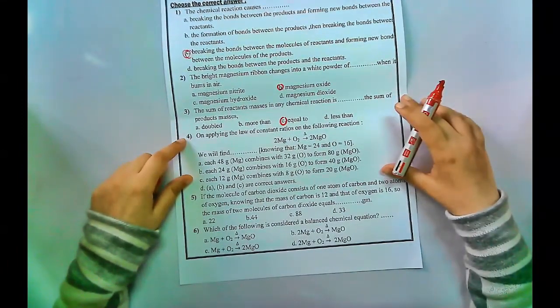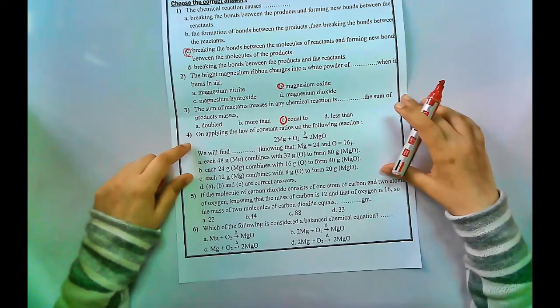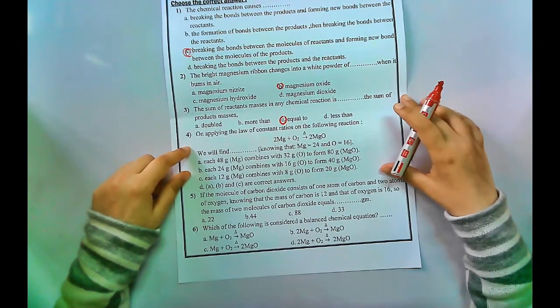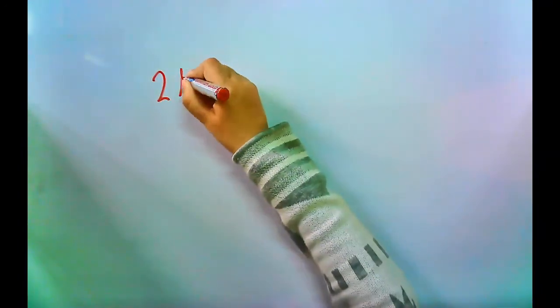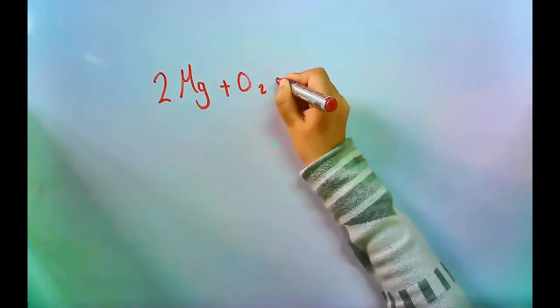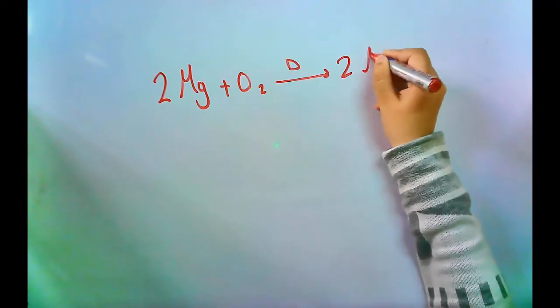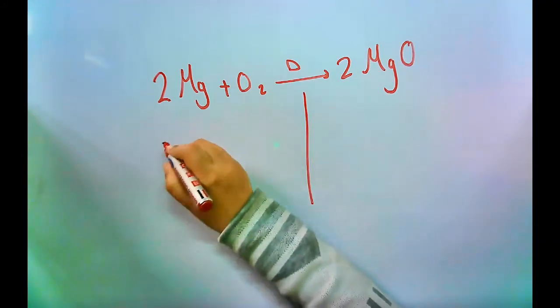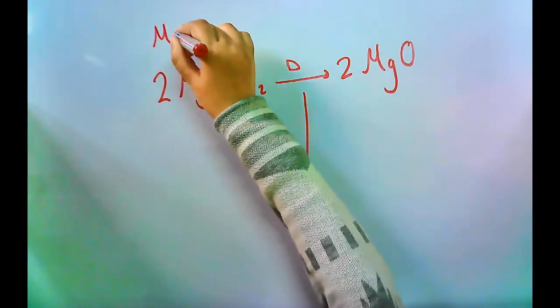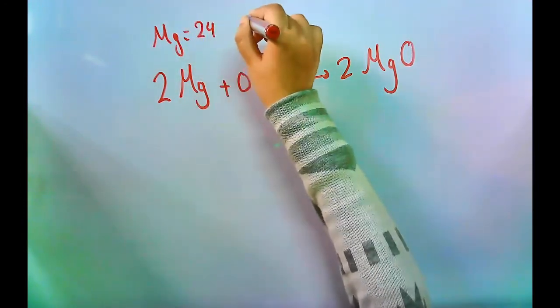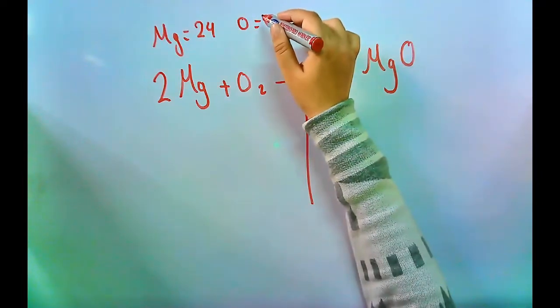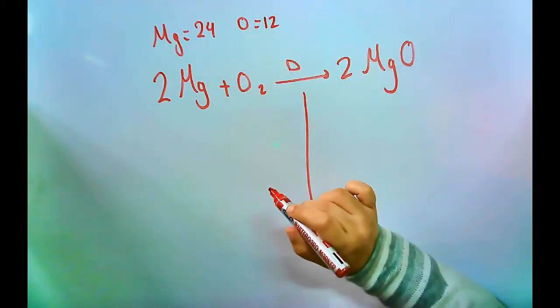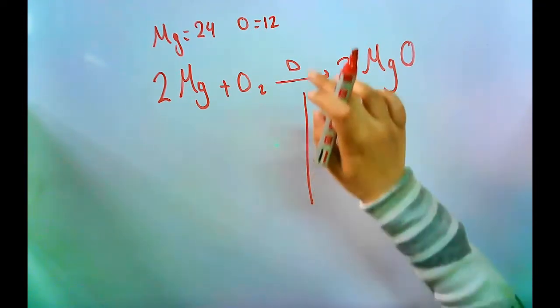On applying the law of constant ratio on the following reaction, we will find that... Okay, let's calculate at first the mass of the reactants and the mass of the products and see which one is right. The equation is 2Mg plus O2 will produce 2MgO. Let's calculate the mass of reactants. It's given in the problem that magnesium's mass number is 24, and oxygen's mass number is 16.